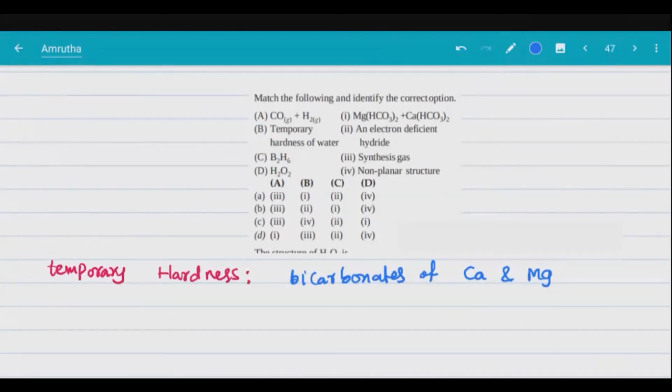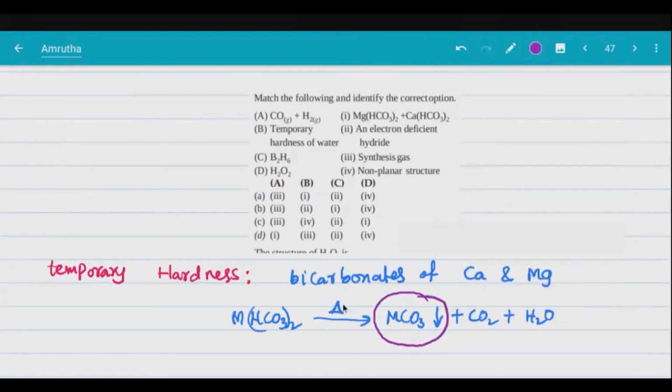Acha, why it is not with sulfates? I'll tell you. Temporary hardness means it can be easily removed. See, if you heat these bicarbonates, what will happen? You will get carbonate. So as simple as that. So temporary means you can easily remove by just heating, you can convert into carbonates. So carbonates are precipitates. By filtration, you can remove this. So that's why it is temporary hardness.